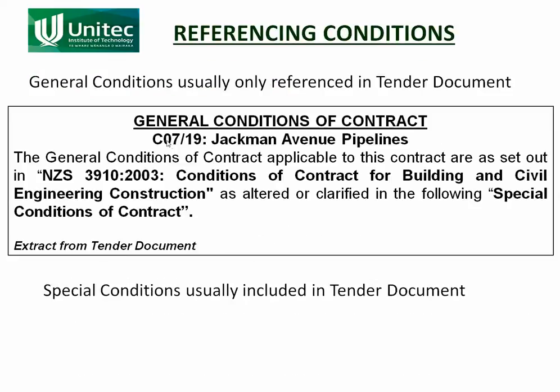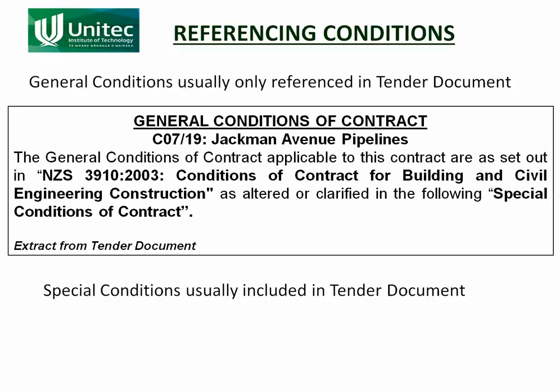Referencing the conditions. The general conditions are not usually included in the tender document. You don't take NZS 3910, do a cut and paste and stick it in the tender document. It's not required. All you have to do is have a statement like this: general conditions of contract applicable to the contract are set out in NZS 3910, you say what it is, and that's it. That's all you need to do. By referencing it in the tender document, that means that everything that's in NZS 3910 is part of the contract agreement. You don't have to write it all out and put it in the document. If you reference it, it becomes part of the contract agreement.